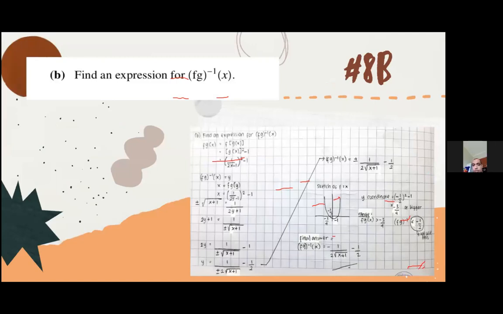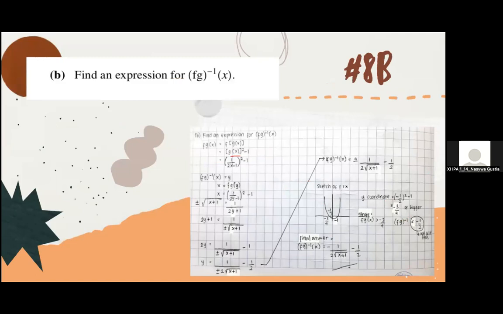Moving on to 8b. Find an expression for fg inverse of x. fg of x equals f with the object of g of x, and replace it with g of x to the power of 2 minus 1. And then we can replace it again with 1 over 2x plus 1 to the power of 2 minus 1.